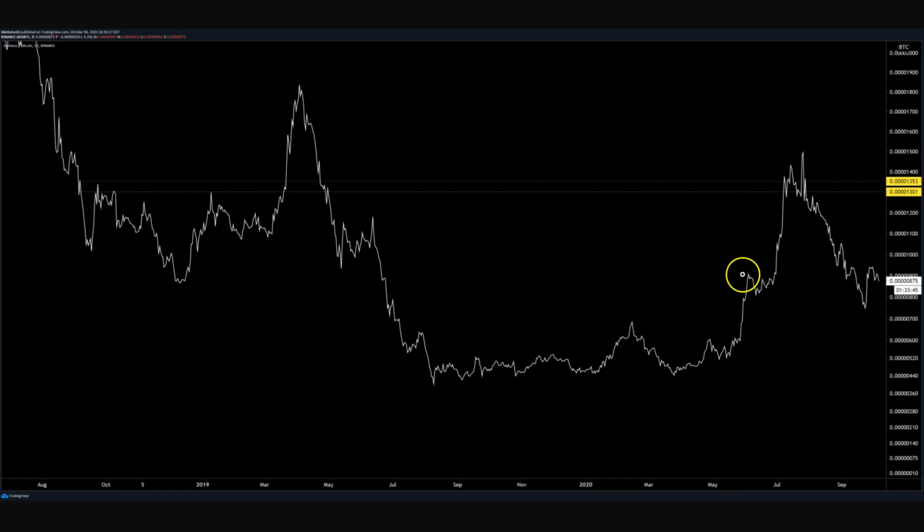Just as it did on the way down, this again, ascending triangle, sitting here. Now it's printing an inverted head and shoulders. You don't need to know any of that to know that, all right, there's a horizontal line straight here at 1,000 sats. If price is above that level, it probably has a bias to go higher.